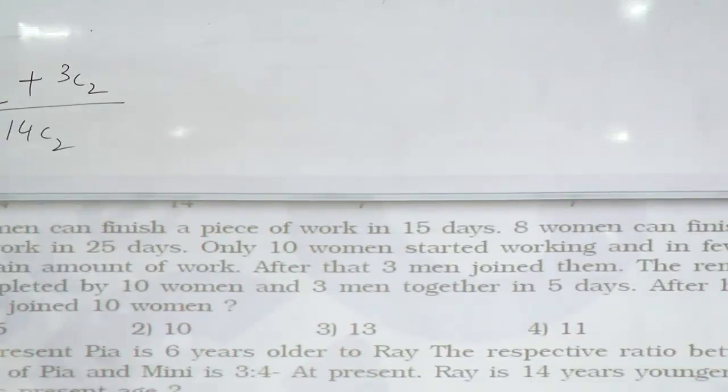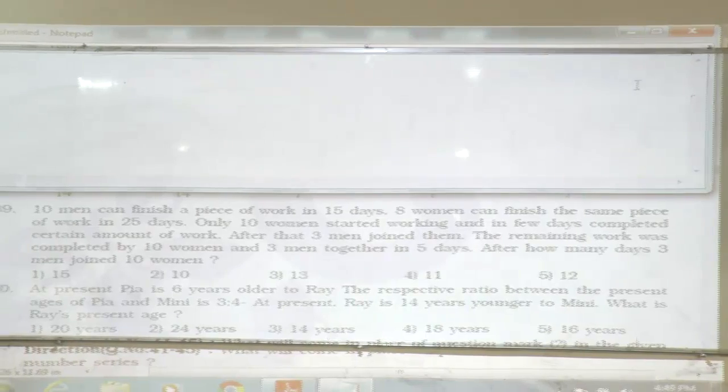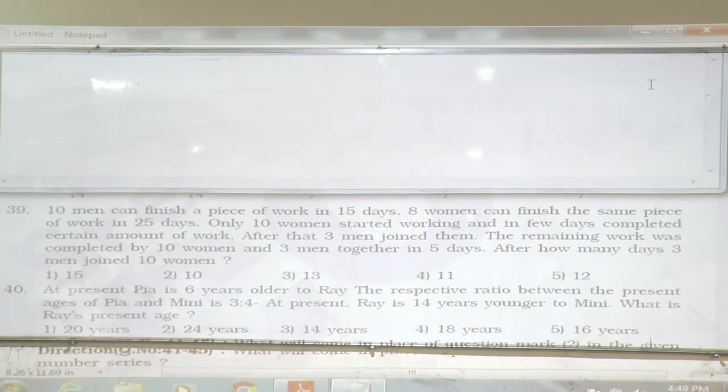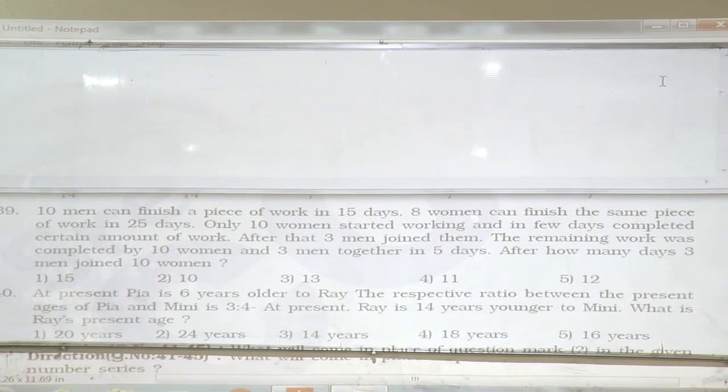Now 39. 10 men can finish a piece of work in 15 days. 8 women can finish the same piece of work in 25 days. Only 10 women started working and in a few days they completed a certain amount of work. After that 3 men joined them. The remaining work was completed by 10 women and 3 men together in 5 days. After how many days did 3 men join 10 women?